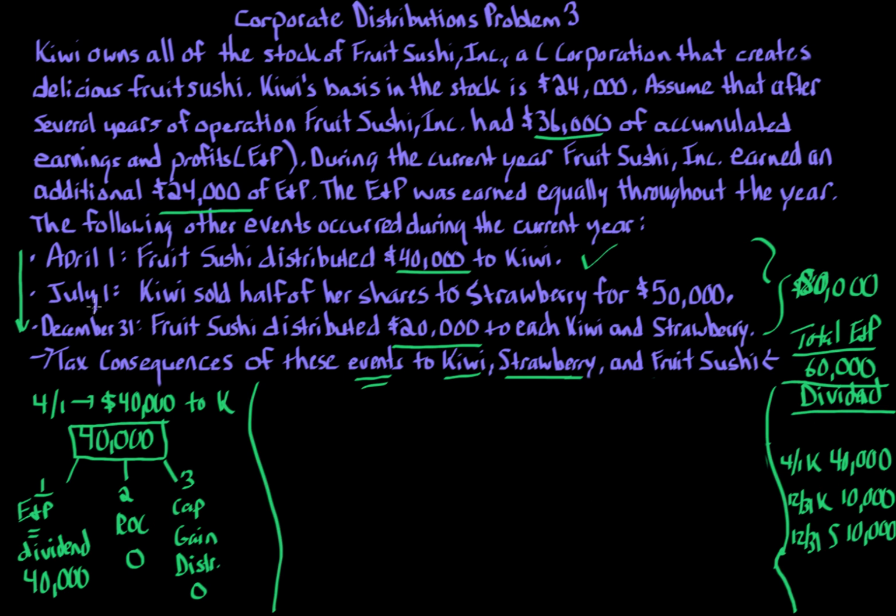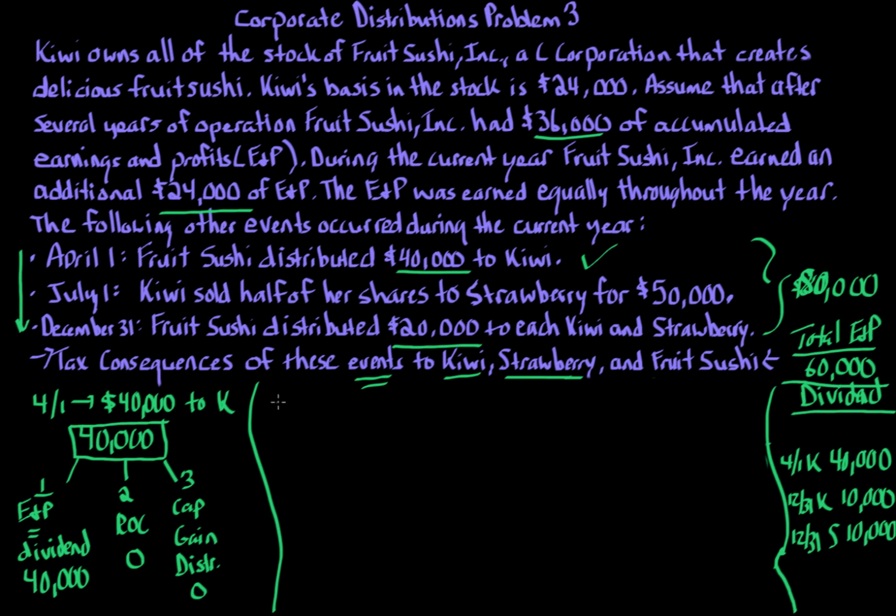Okay, so now we go to July 1st, and Strawberry is purchasing the shares. So the only consequence to Strawberry on July 1st is simply that Strawberry now has a basis in the shares of $50,000, which we're going to need for December 31st. You'll see why later on. But that's not really any tax consequence that is reported on the tax return. It'll be reported if there's a sale of the shares or a distribution where we need the basis later on, which we'll see in December 31st. But really, July 1st only deals with Kiwi, the sale.